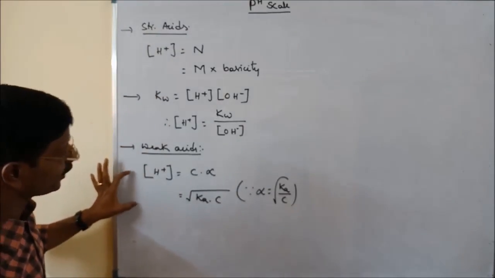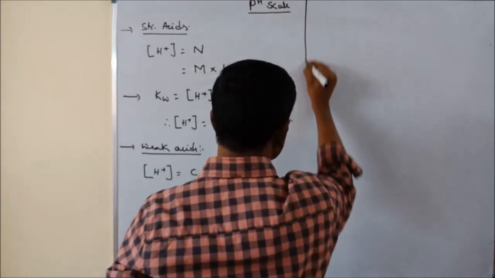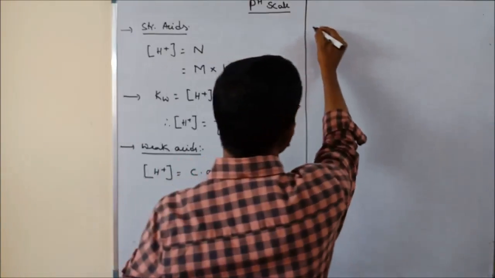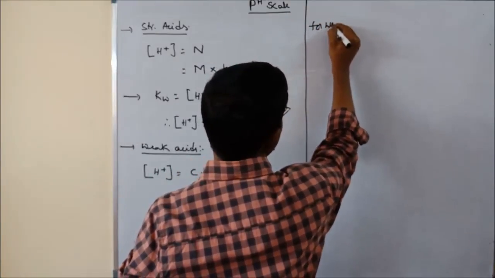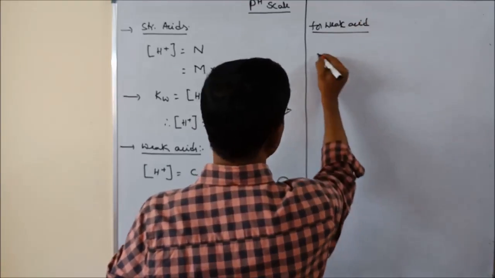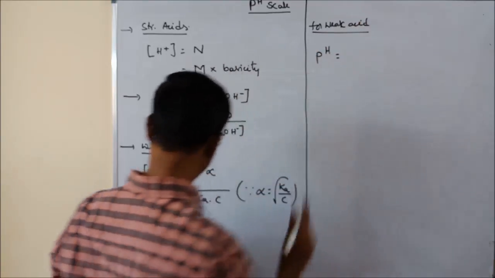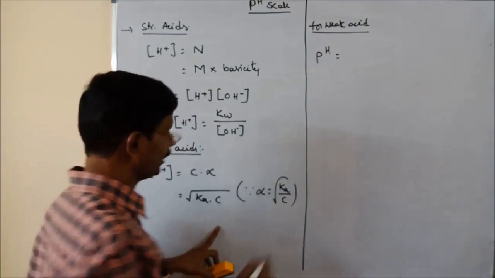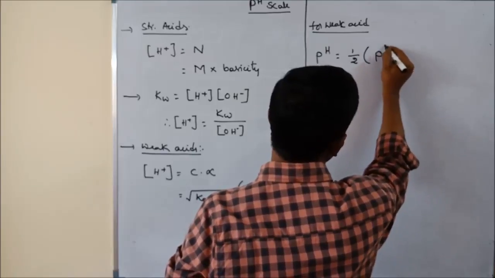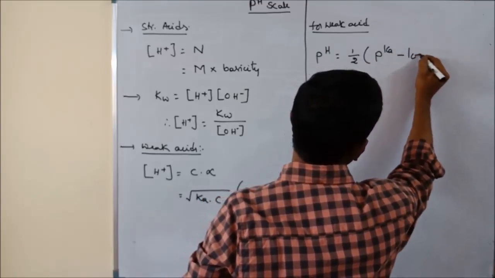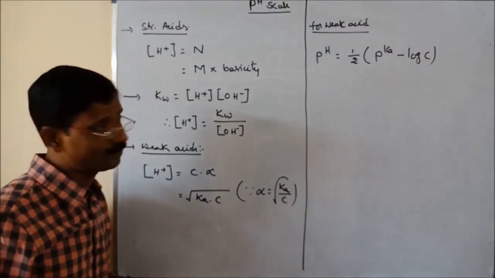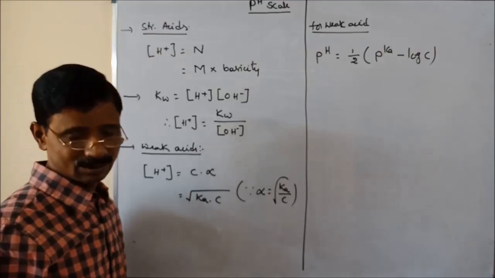Now, in case of weak acids, if you observe this formula, since H plus equals root K into C, for weak acid we will get a direct formula. For weak acid, here pH equals minus log root K into C. That means it becomes half into pKa minus log C. That is the formula to find out the pH of a weak acidic solution.